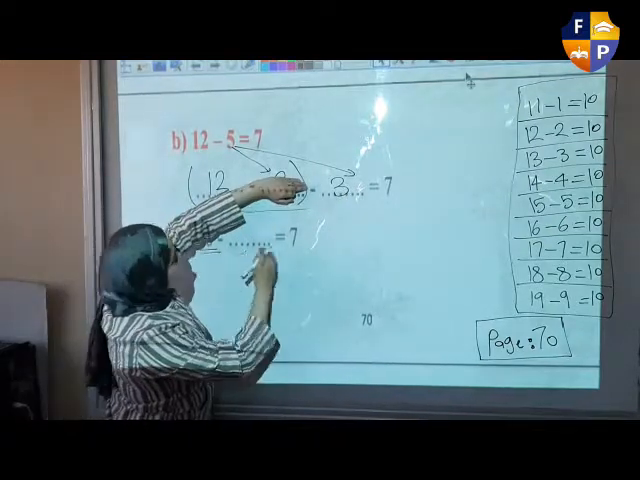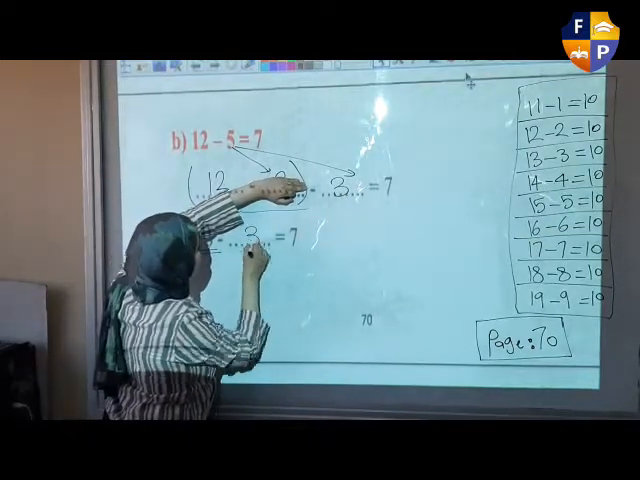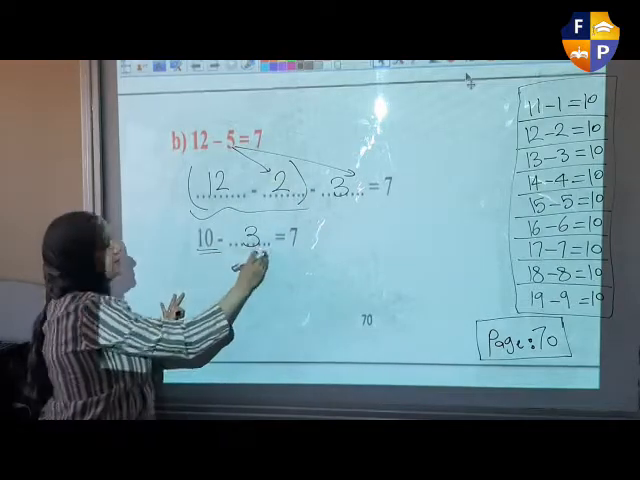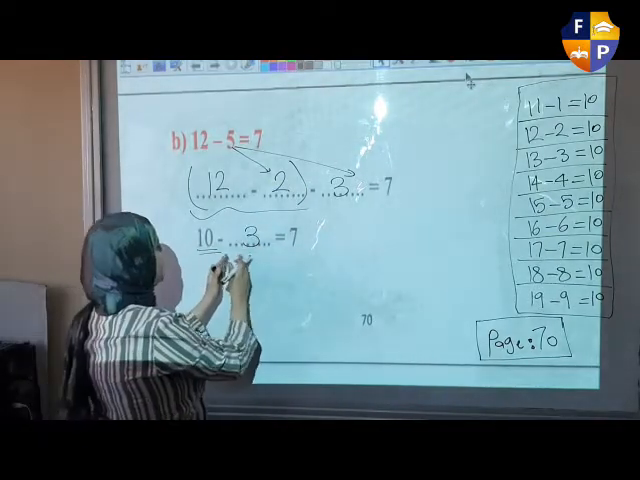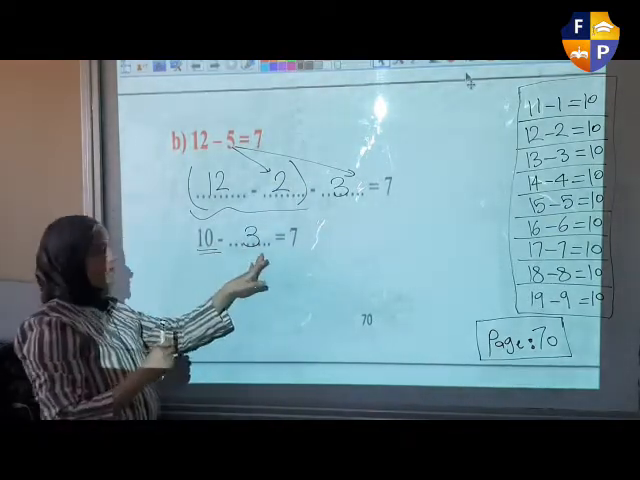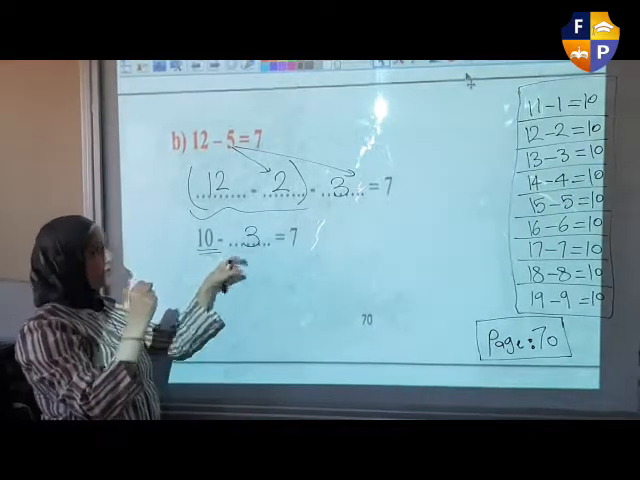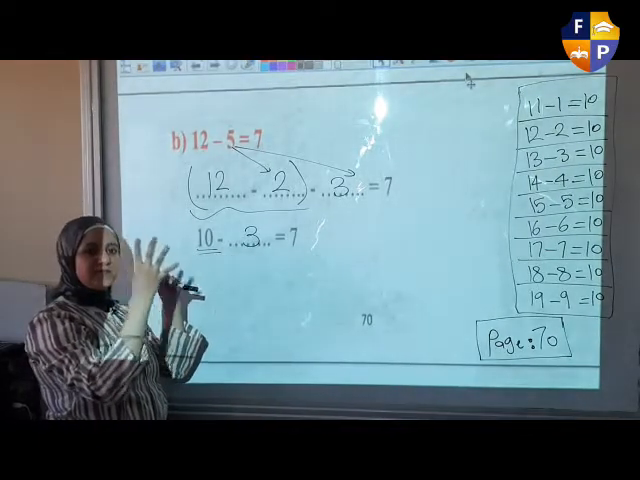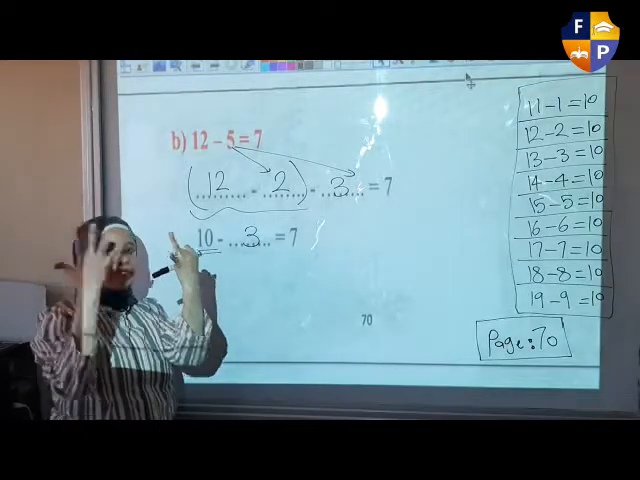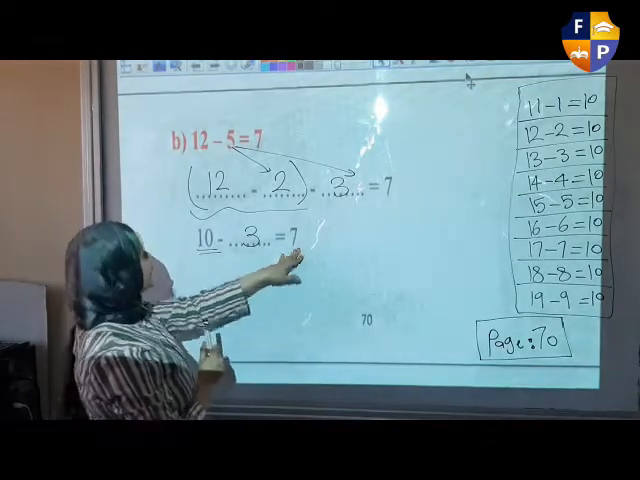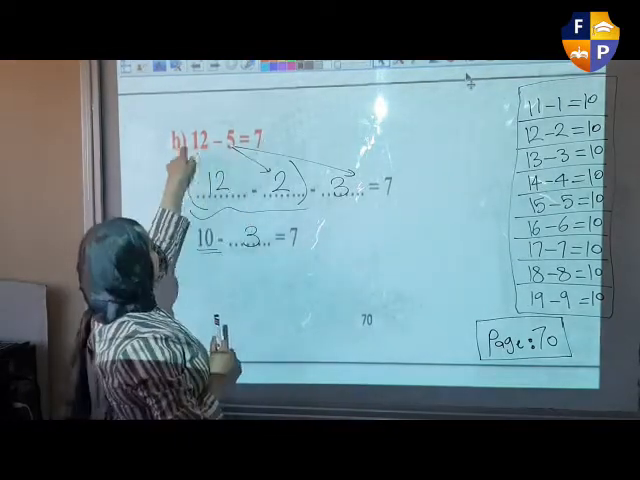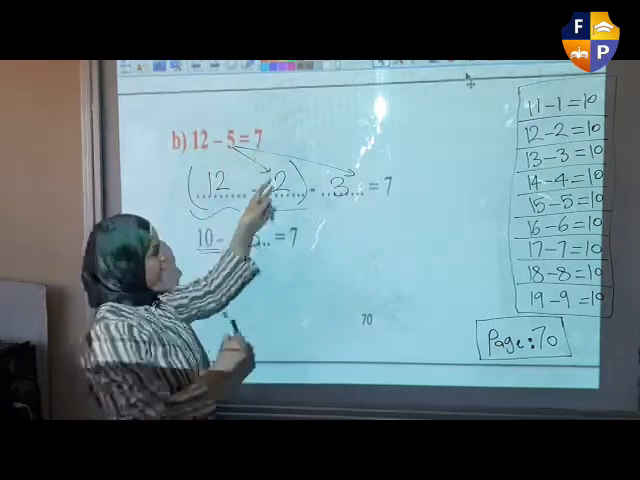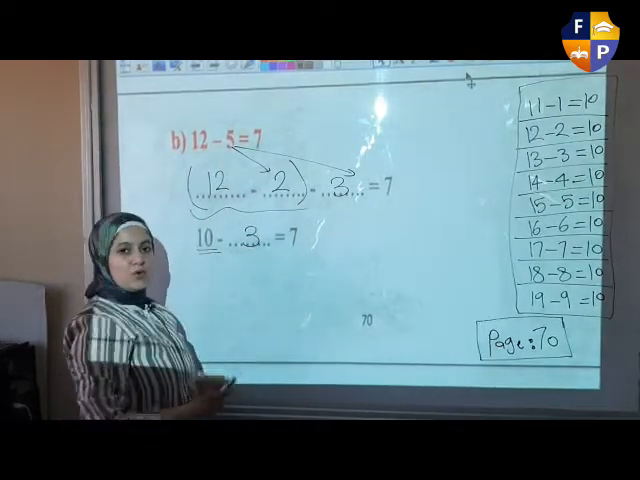10 minus what? Minus 3. 10 minus 3, now it's so easy. 10 minus 3, close your hand and count after the baby to reach the mommy. After 3, 4, 5, 6, 7, 8, 9, 10. So they are 7. I write 7 here. So the answer here, 12 minus 5 is 7. It's the same as here, so it's right.